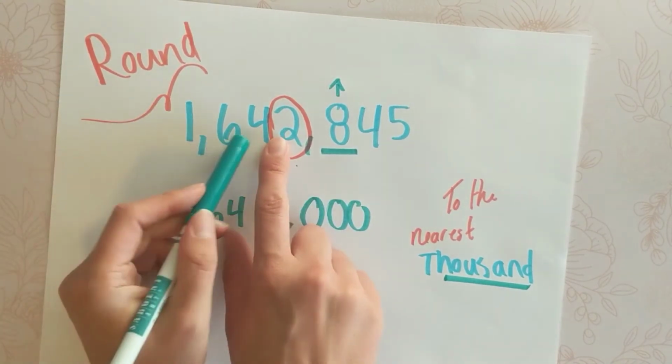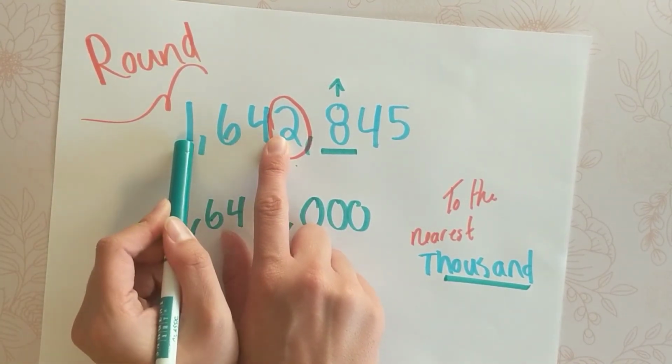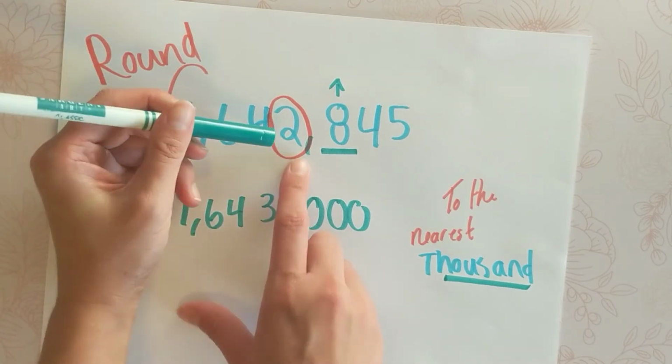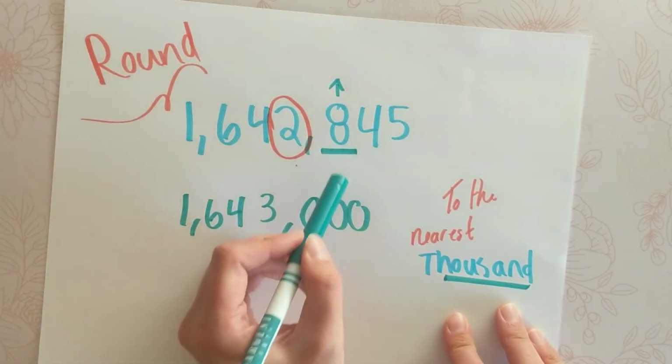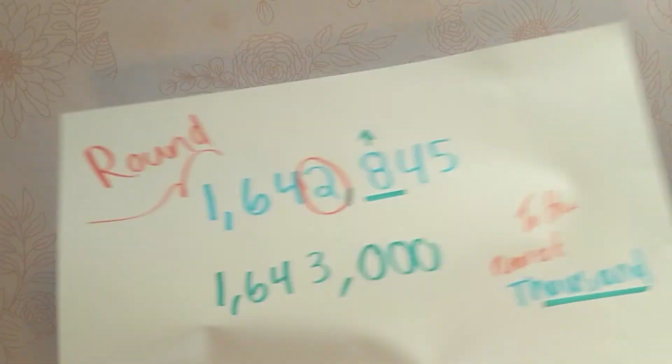So whatever is before the digit that you're rounding to has to stay. The digit you're rounding to either stays or goes up 1, and then everything after has to turn into zeros. One more.